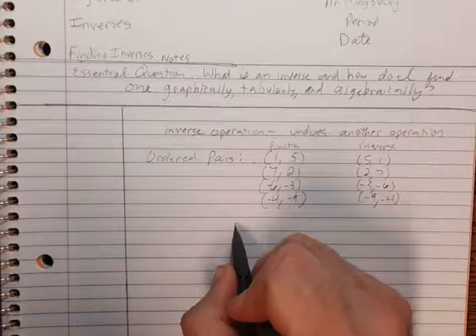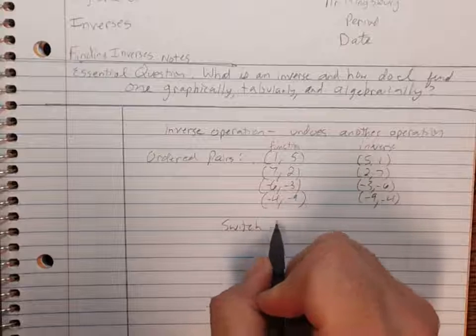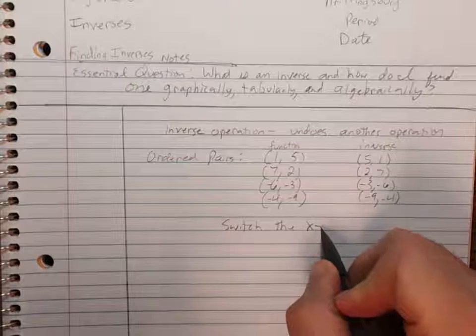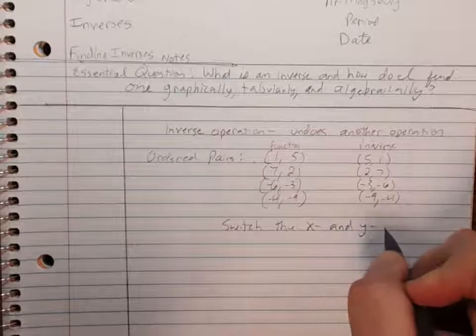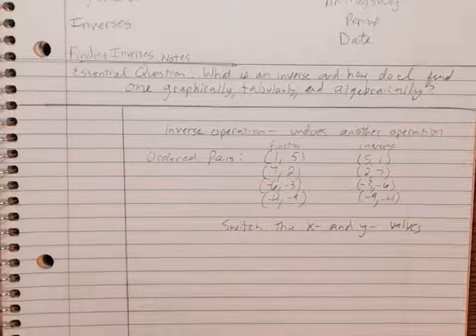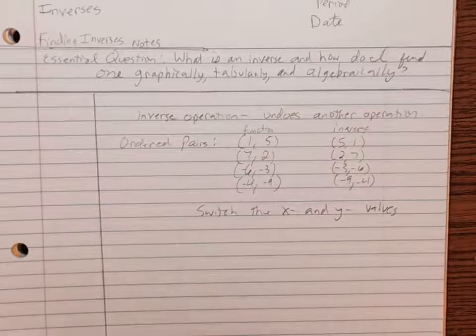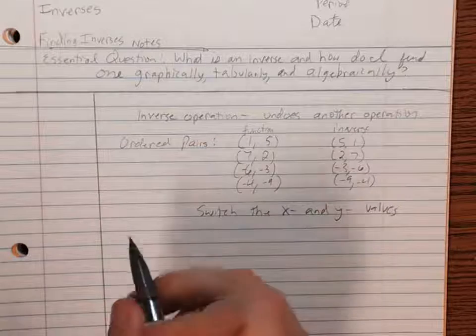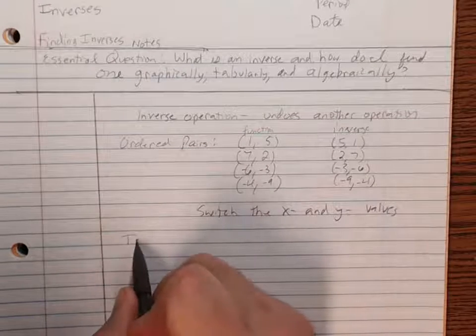So let's make a note here. Switch the x and y values. Easy peasy, lemon squeezy, as they say. My kid likes to say that. So that's pretty easy. And tables are pretty much the same.